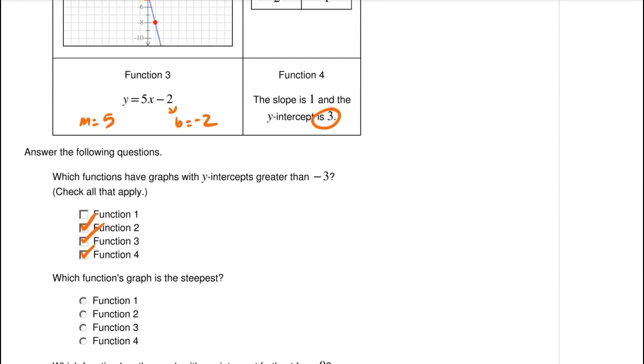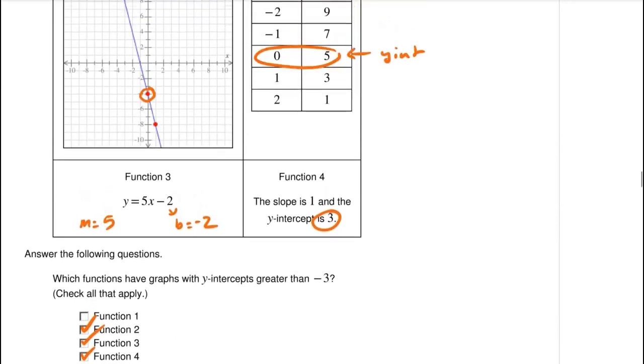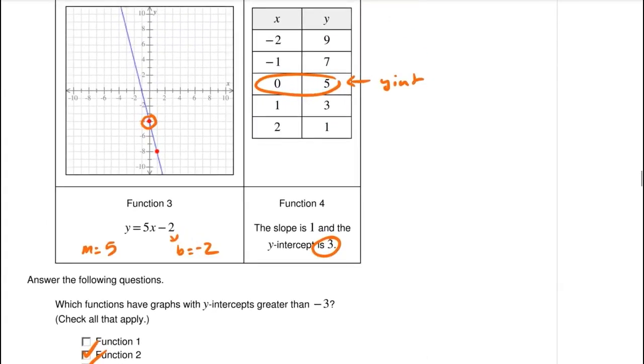Alright, which function graph is steepest? When you say steepest, we talk about slope. Which one has the largest slope? Based on the first one, function 1, you have 2 points and you're going to find the slope. How much rise and run? I see we go up 1, 2, 3, 4. So rise over run: we go up 4 and we run to the left 1. So that's going to be -1 for the run, and m is equal to -4.